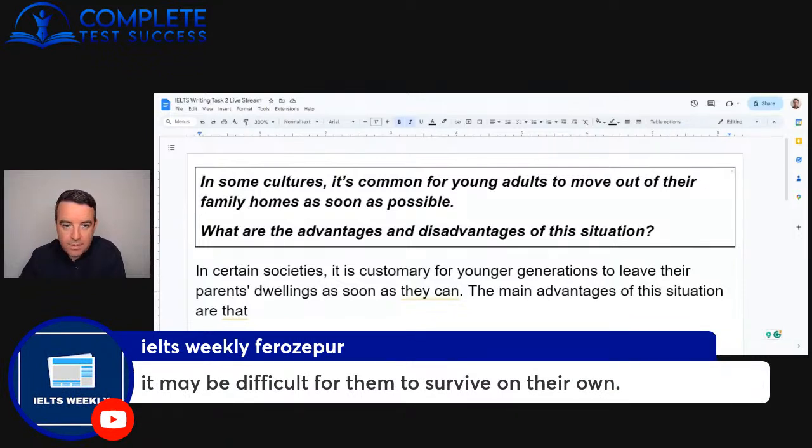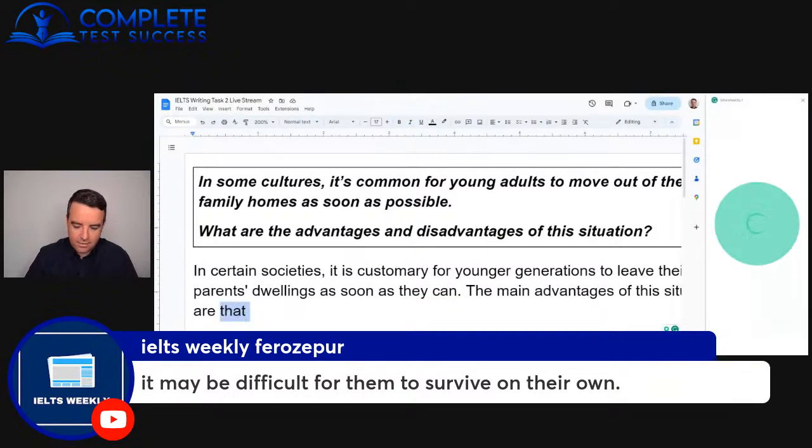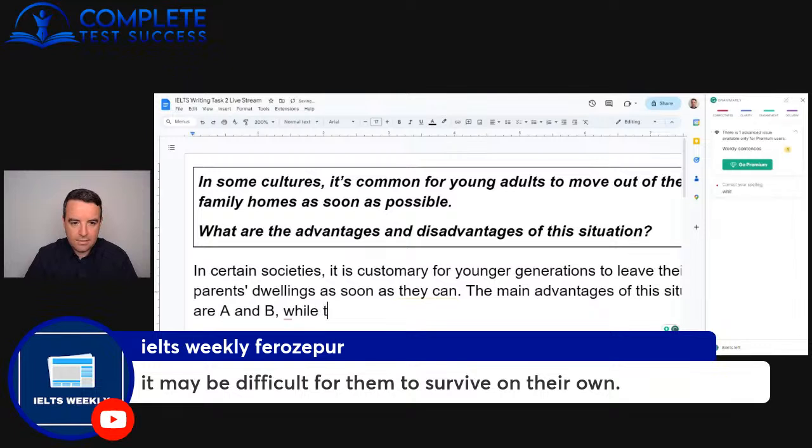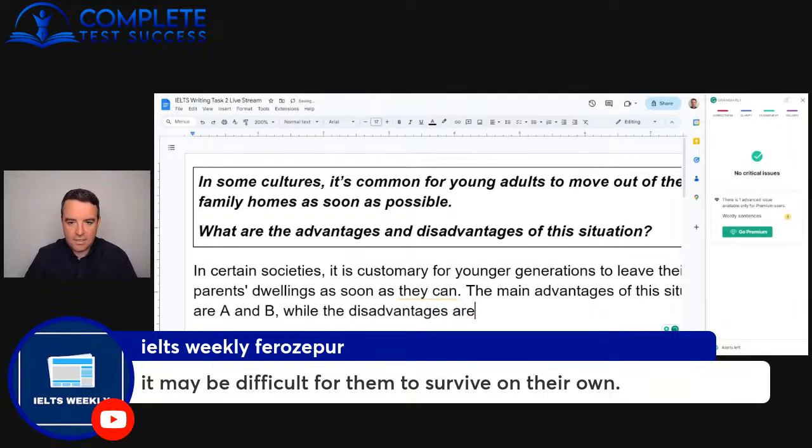It may be difficult for them to survive on their own. Okay, so that would be our first idea. So this is about why the situation is an advantage or disadvantage. Okay, so the main advantages of this situation are A and B, while the disadvantages are C, and we'll just put in what we have here. It may be difficult for them to survive on their own. Perfect. So I'll just add that now.